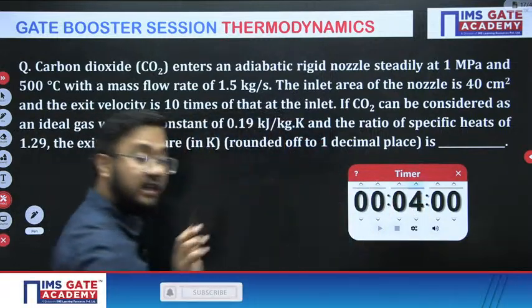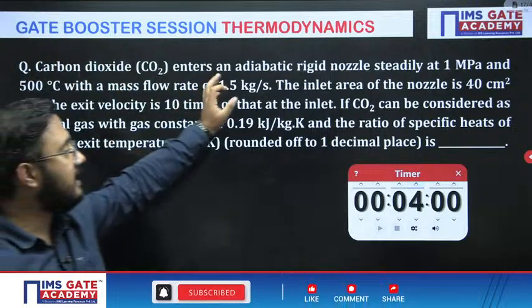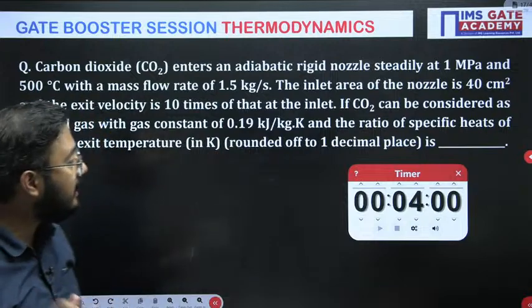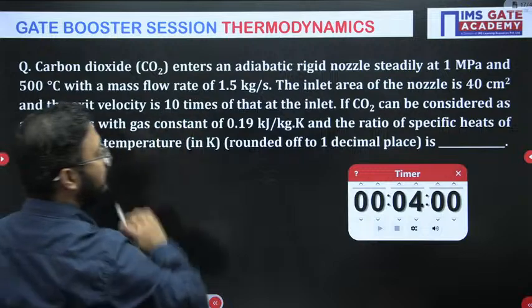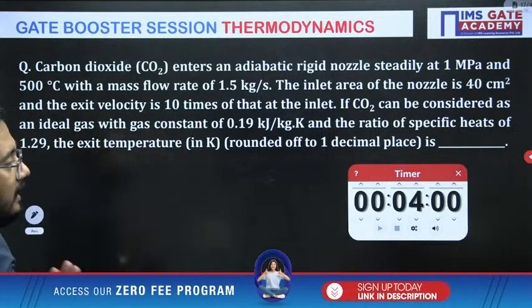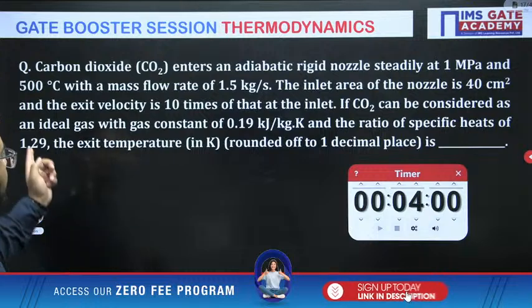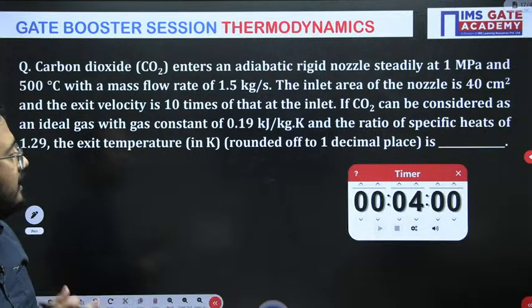Okay, so if you read the question here, first of all, they've mentioned carbon dioxide enters an adiabatic rigid nozzle steadily at 1 megapascal and 500 degrees Celsius. Mass flow rate they've given 1.5, inlet area of the nozzle 40 centimeter square, and the exit velocity 10 times that of the inlet. CO2 can be considered as an ideal gas with gas constant 0.19 and a ratio of specific heat. Exit temperature they are asking.